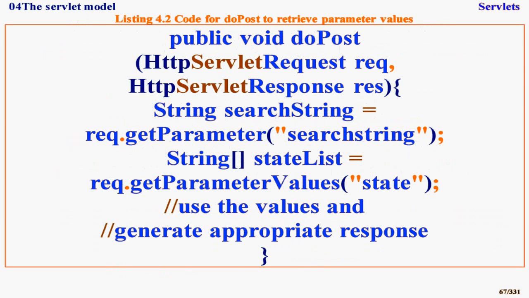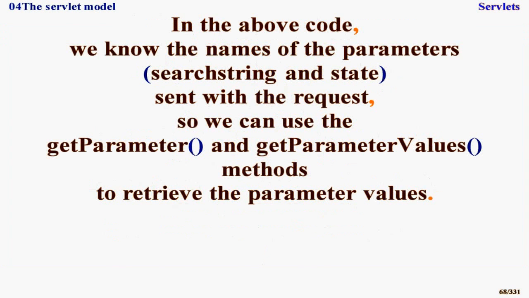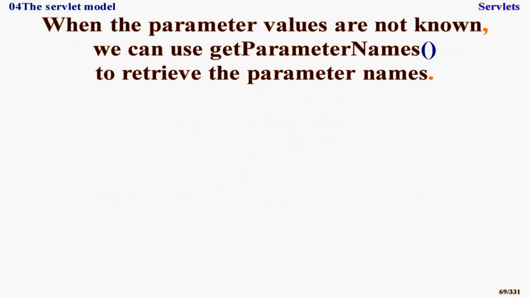Listing 4.2 code for doPost to retrieve parameter values: public void doPost(HttpServletRequest req, HttpServletResponse res) { String searchstring = req.getParameter("searchstring"); String[] statelist = req.getParameterValues("state"); // Use the values and generate appropriate response. } In the above code, we know the names of the parameters searchstring and state sent with the request, so we can use the getParameter and getParameterValues methods to retrieve the parameter values. When the parameter names are not known, we can use getParameterNames to retrieve them.